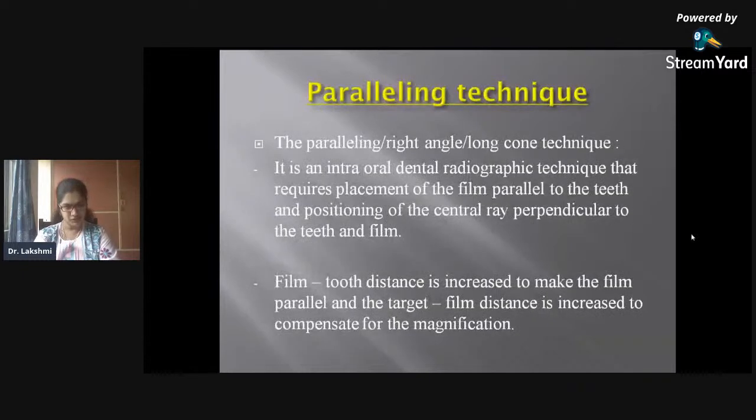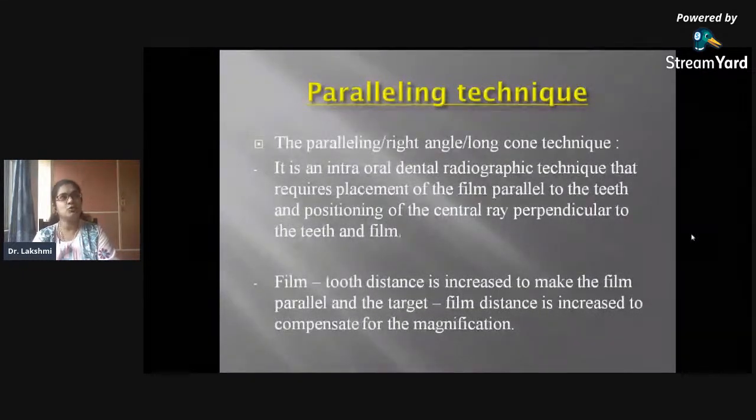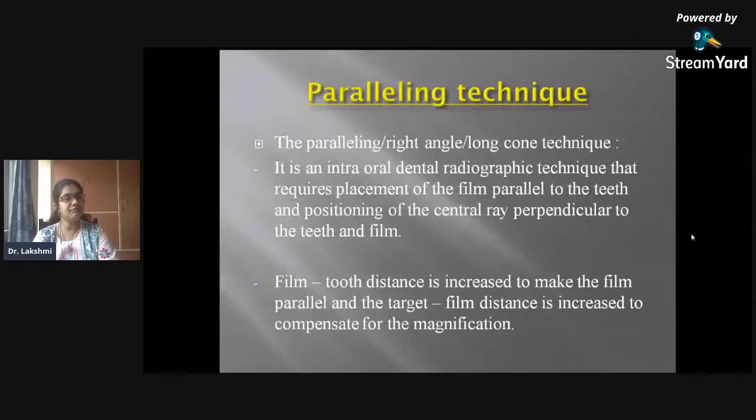Let us discuss the two techniques which we discussed two to three chapters before, for film imaging, where I had given a brief. What is the paralleling technique? It is a right angle or long cone technique. It is an intraoral dental radiographic technique that requires placement of the film parallel to the teeth and positioning of the central ray perpendicular to the teeth and film. The film to tooth distance is increased to keep the film and tooth parallel, and the target film distance is increased to compensate for the magnification.